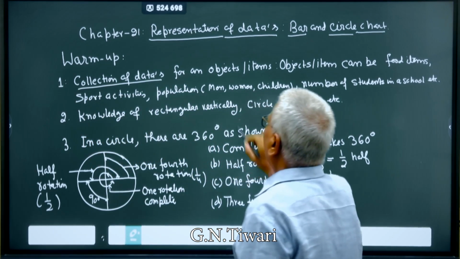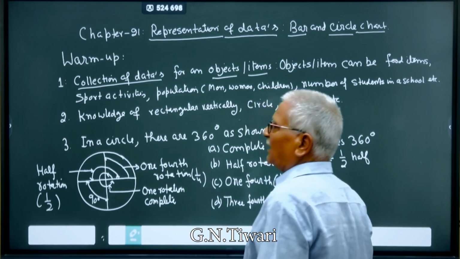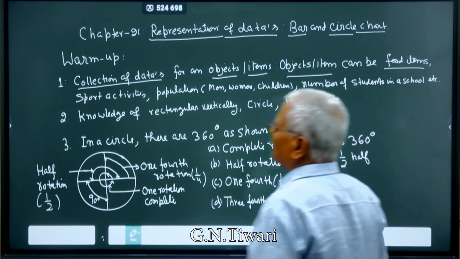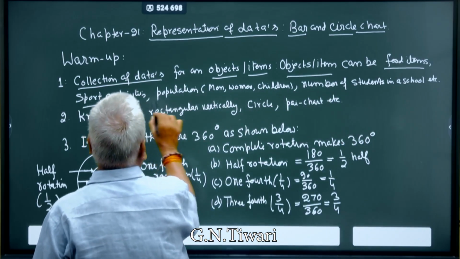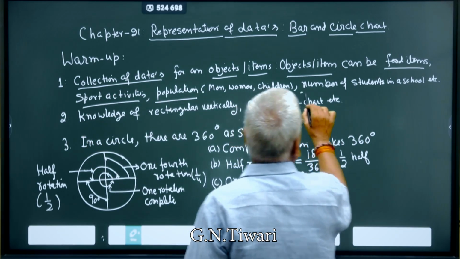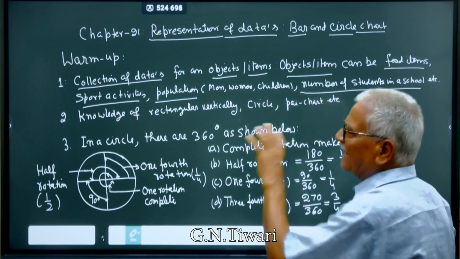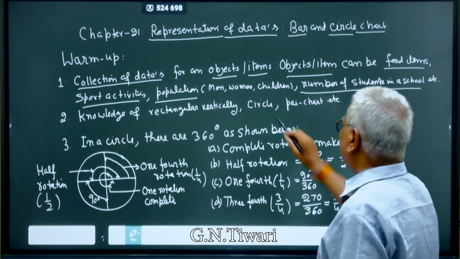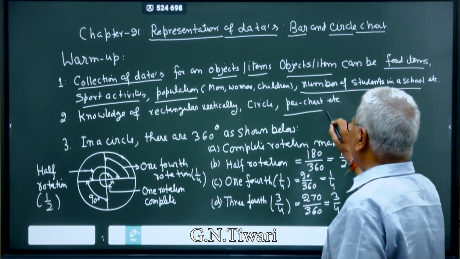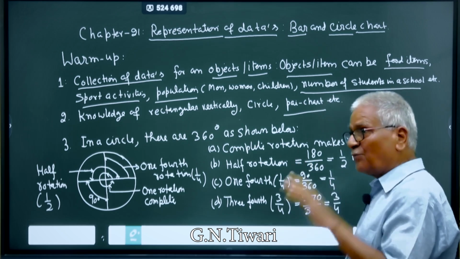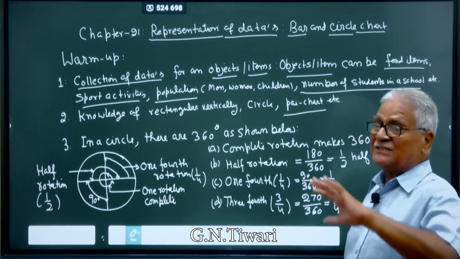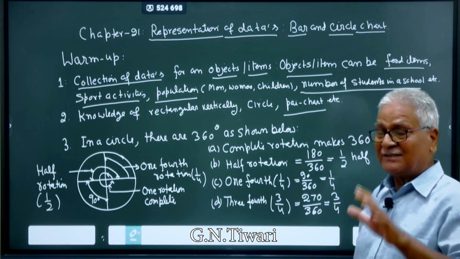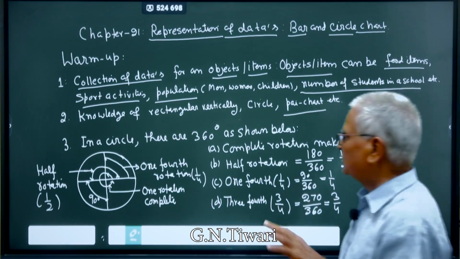Collection of the data for an object and item. And here objects and items can be defined as food items, sports activity, population and number of students in a class. These are the items. Knowledge of the rectangle, vertical, circle, which is also pie chart, is important, because so far we have already mentioned what is the circle, what is the rectangle, what is the horizontal rectangle, what is the vertical rectangle. These knowledge should be available to the students.